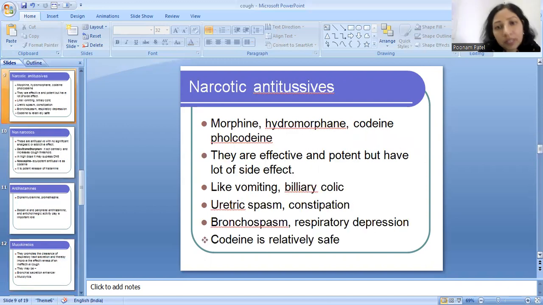Then narcotic antitussives. The narcotic group involves morphine, hydromorphone, codeine, pholcodeine. We have all seen that the opioid group are very potent antitussive agents, but morphine, hydromorphone can't be used because they have very high addictive properties. The opioid group also have a lot of side effects like vomiting, biliary colic, ureteric spasm, constipation, bronchospasm, respiratory depression. If codeine is used at antitussive doses, it is relatively safe and has less adverse effect.